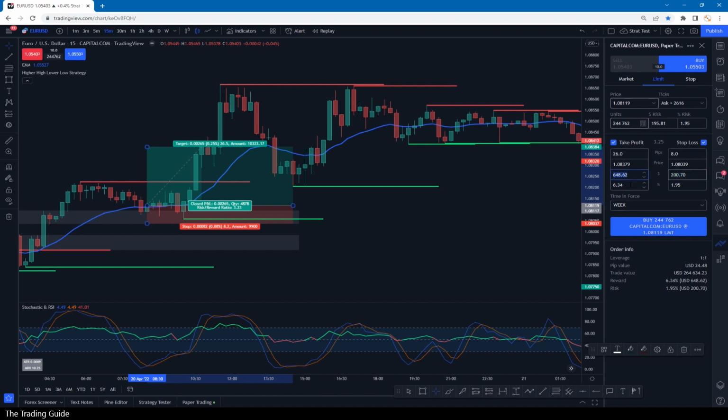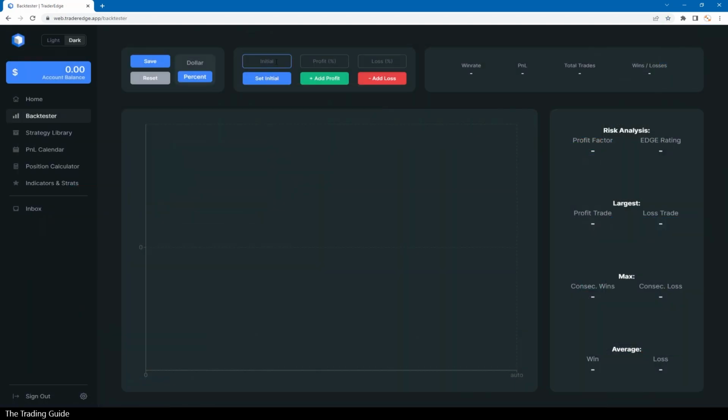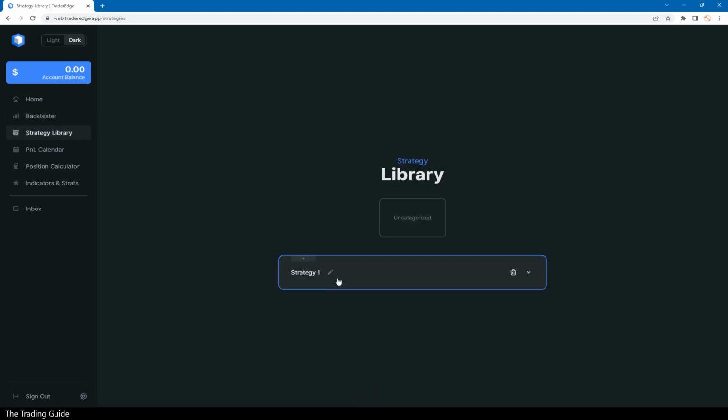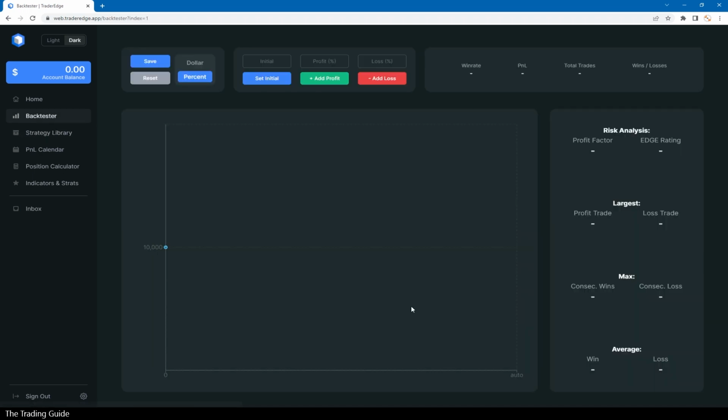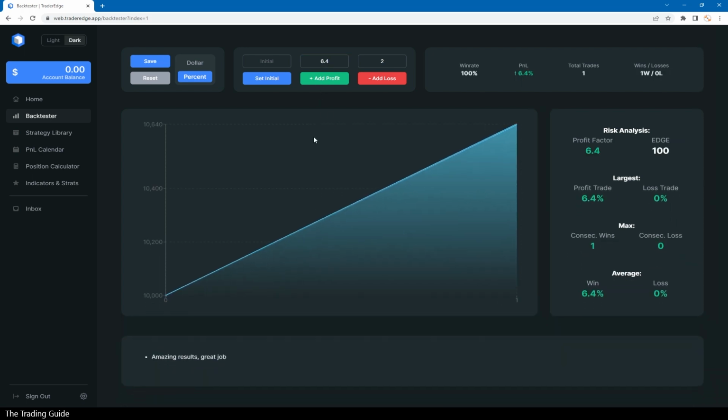Okay, so let's backtest this strategy 100 times to see if it is really profitable. I use a backtester application for this. I set the initial balance to 10k, and then I add a new strategy that I call, for example, pullback to consolidation. As I said, the risk is always 2% of the current account size. And in the last trade we had a risk to reward of 3.2 and we won the trade. This means we are earning 6.4%. And now do the same for 100 trades.